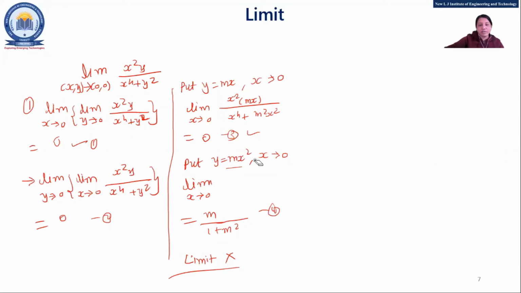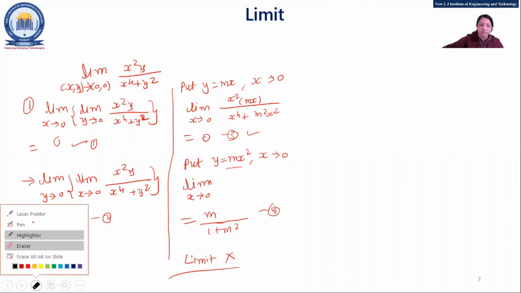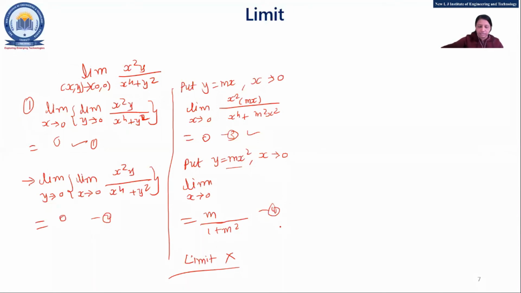If y equal to mx, see, in the example mostly, you will be having up to mx square, you will get your answer. And if all are 0, you can write directly that the limit exists, fine. So this is the concept of limit. Now the next concept is continuity.